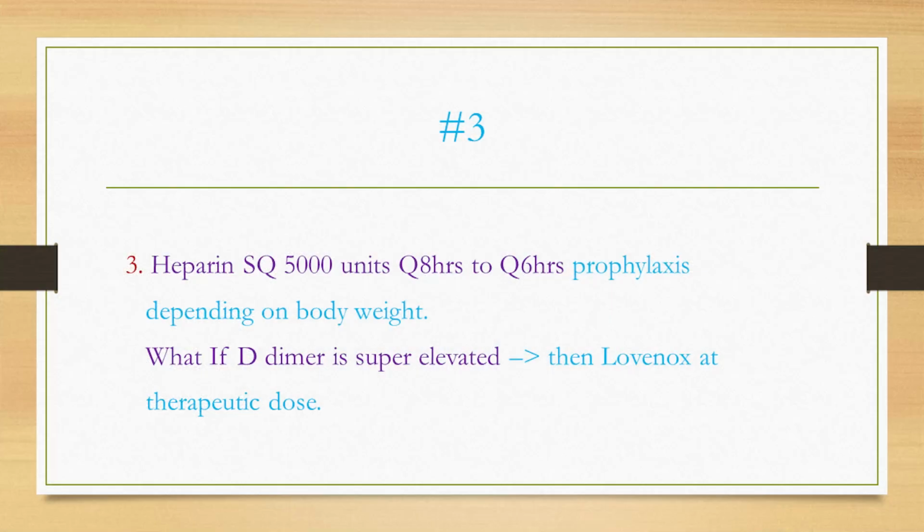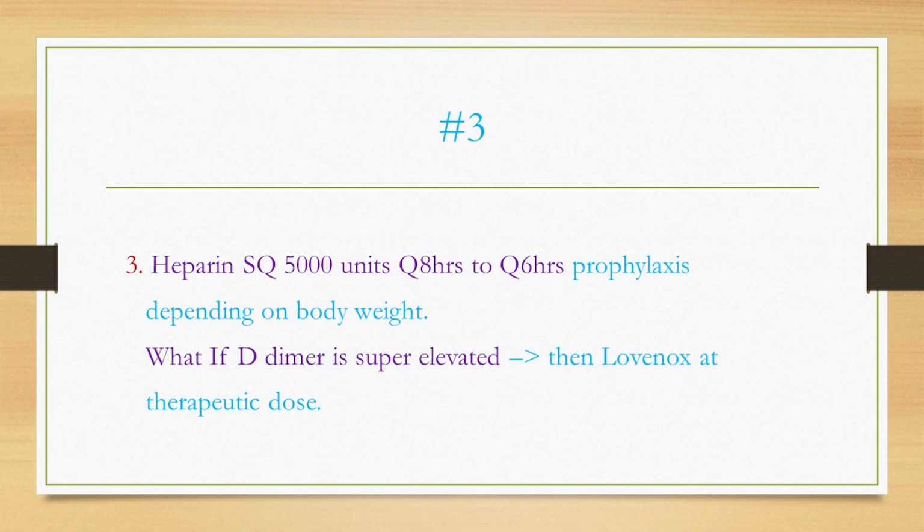Step three is, of course, this is a blood vessel endothelial inflammation. So in order for the blood to flow freely, we give heparin 5,000 units sub-Q every 8 hours or 6 hours. This is a blood thinner. We give it at low doses to prevent the blood clots. But if the D-dimer is super elevated, then we give at higher doses as if the patient has blood clots.